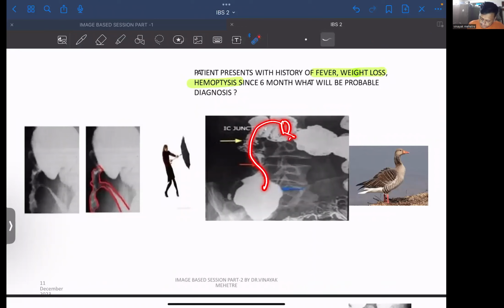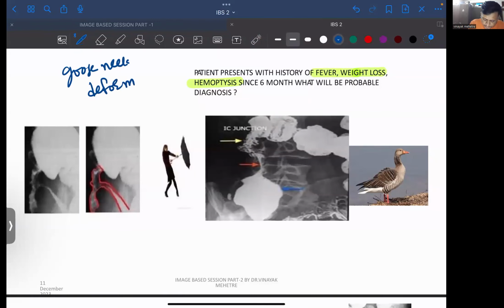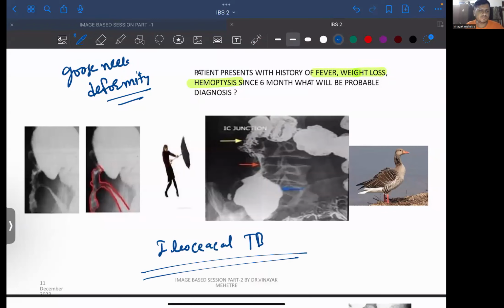again, a bird. The name of the bird is goose, right? Goose. But goose neck deformity, right? And it is seen in इलियोसिकल टीबी. कहाँ मिलेगा? इलियोसिकल टीबी में मिलेगा. ओके, हार्ट पे भी मिल रहा था. दैट वाज एंडोकार्डियल कुशन डिफेक्ट, राइट.